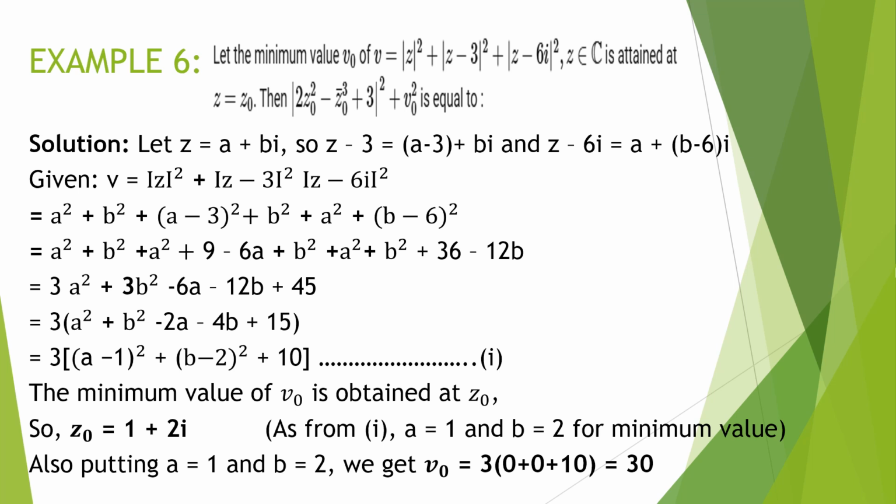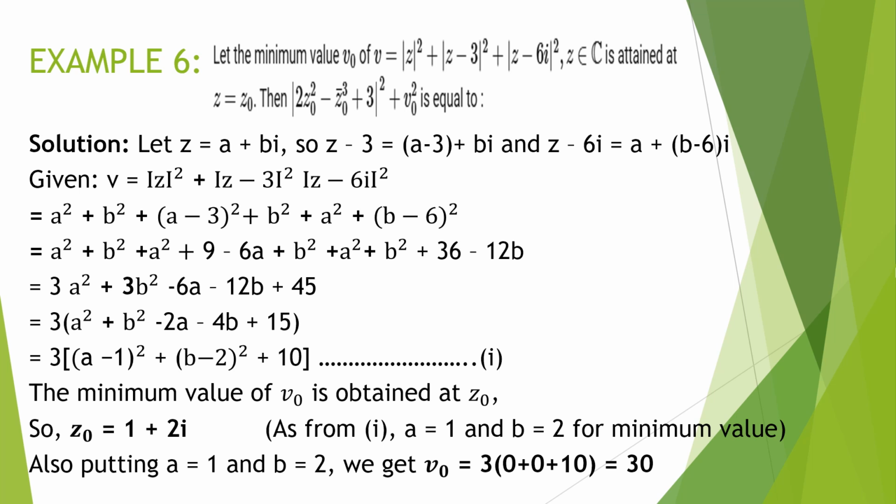So now what is given to us, left hand side we'll try to simplify. First term is mod z square. Z is a plus bi. So what is mod z? It is root of a square plus b square, and mod z square is a square plus b square. Second term is mod of z minus 3 whole square, which is again the real part square plus the imaginary part square, means a minus 3 square plus b square. And same way mod of z minus 6i square means a square plus b minus 6 square.